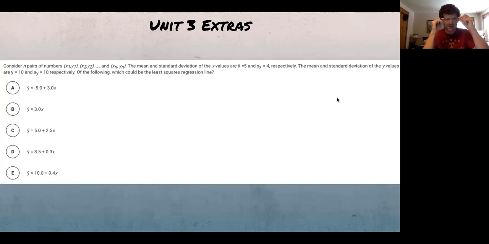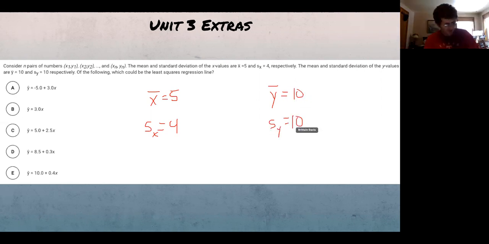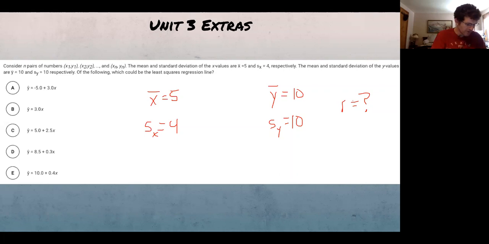But with this one right here, I don't want to spend too long on this, but we looked at a problem like this one before. So I know x bar is 5. The standard deviation of x is 4. Y bar is 10, and the standard deviation of y is 10. So we have 4 equations. We don't know what r is. It's a mystery. So let's try and figure out which of these equations over here is even plausible.